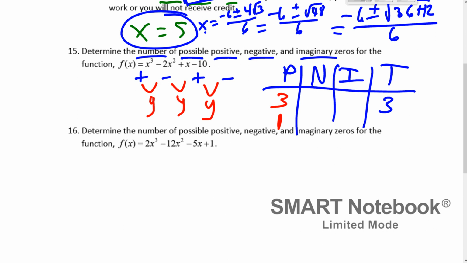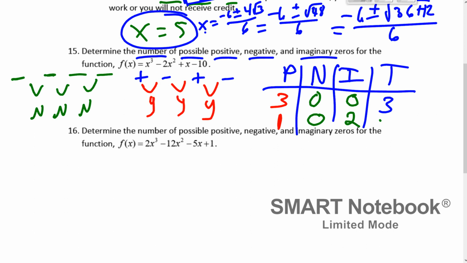Now I want to plug in a negative 1, and so negative 1 cubed is a negative. Negative 1 squared is a positive, and a positive times a negative 2 is a negative. Negative x, or negative 1 in for x, would be a negative, and I have a negative 10. So there is no sign change here, right? They're all negative, so no sign change. So that's 0 for that. So it'd also be 0 here, because I can't decrease that by 2. And then imaginary, I need 0 imaginary to get to my total of 3, and then I need 2 for this one to get my total of 3.